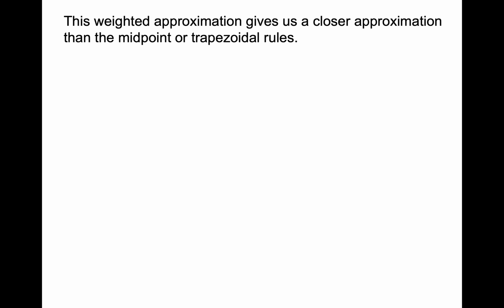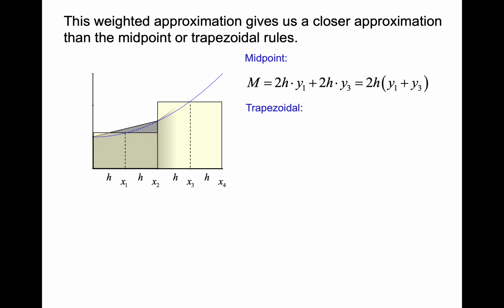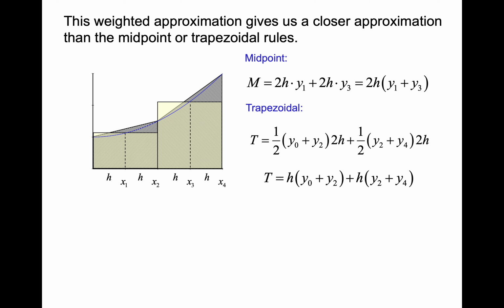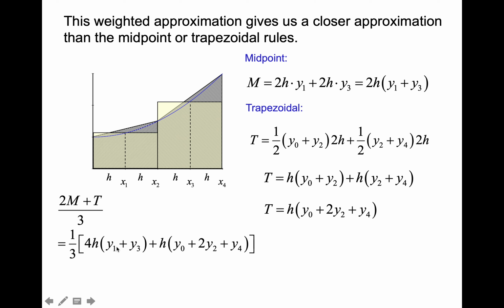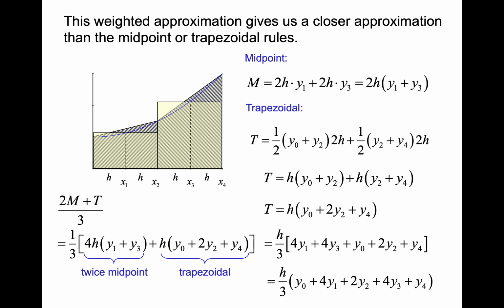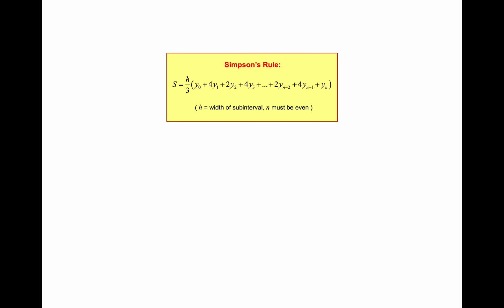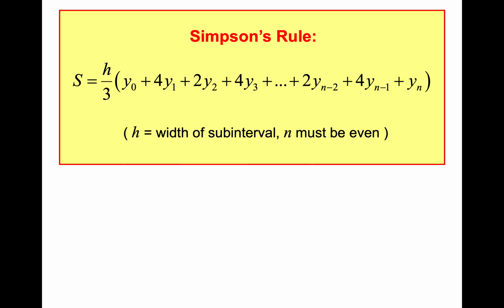Okay, the weighted approximation gives us a closer approximation than the midpoint or the trapezoid rules. Now, I'm going to go through this next part really fast. I'm not going to go through every little detail. They go through, and you're welcome to go through it, how we are combining 2 of the midpoints plus 1 trapezoid divided by 3, and working some magic here to come up with this formula. It's really not magic, it's algebra, but I'm not going through all the steps. But it leads us to something called Simpson's Rule.